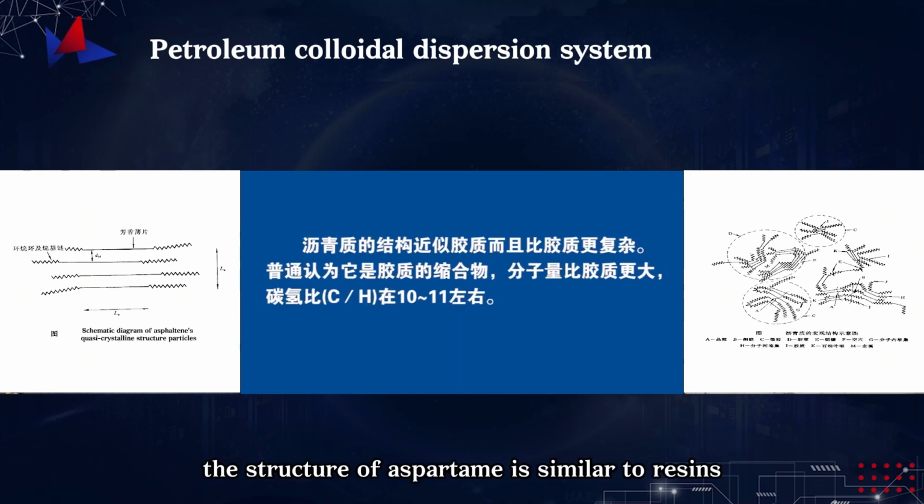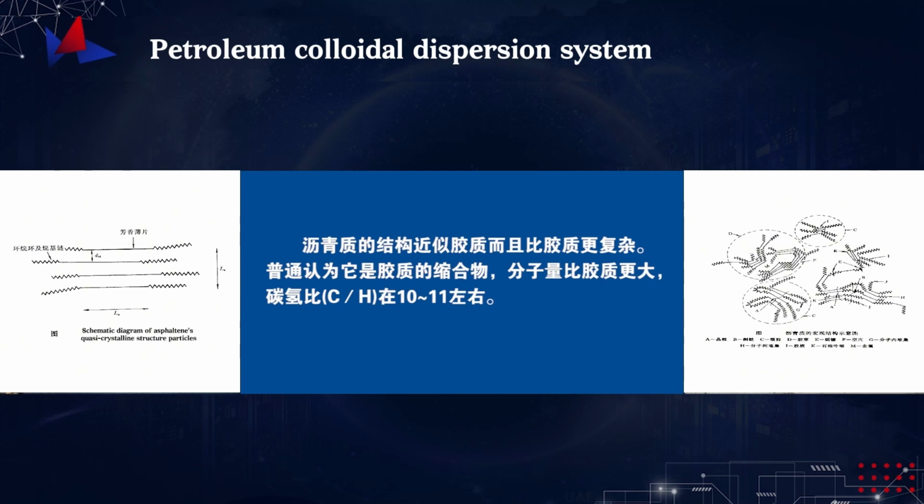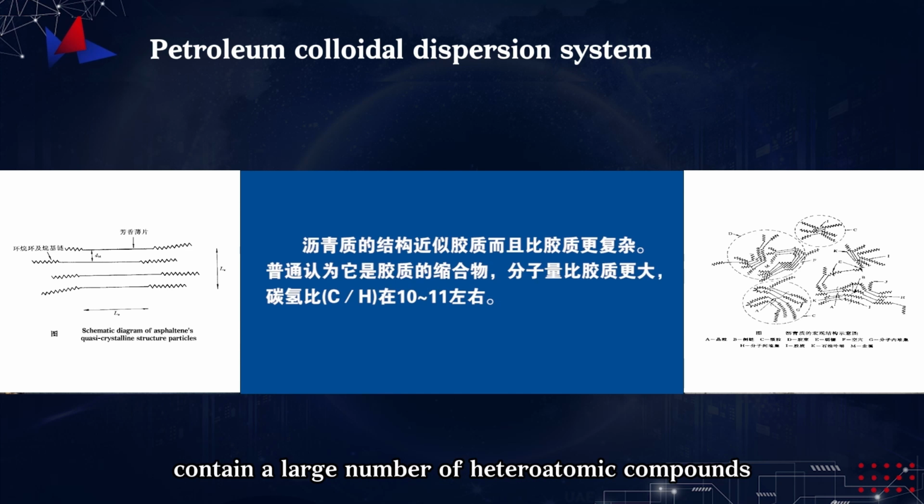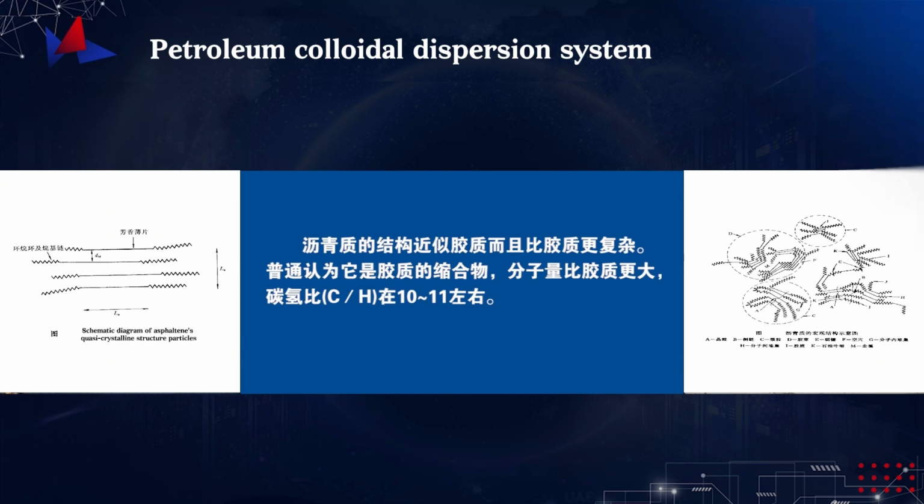The structure of asphaltenes is similar to resins, but even more complex. It is commonly a product of resins. Its molecular weight is larger than that of resins. The carbon-hydrogen ratio is around 10 to 11. Because petroleum asphaltenes and resins contain a large number of heteroatomic compounds and are non-volatile, there is currently no single analytical method capable of determining their structures.